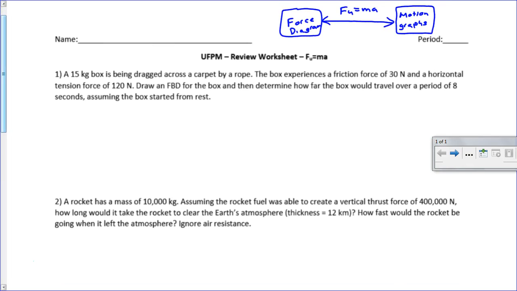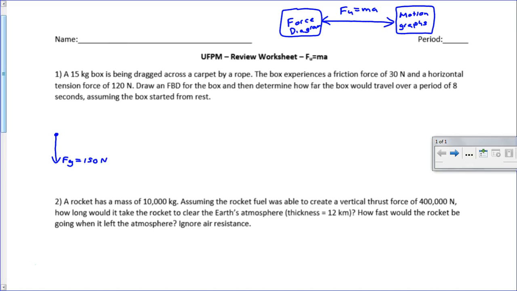So in this first one here, it says a 15-kilogram box is being dragged across a carpet by a rope. The box experiences a frictional force of 30 newtons and a horizontal tension force of 120 newtons. Draw an FBD for the box and then determine how far the box would travel over a period of 8 seconds, assuming the box started from rest. In this one, it seems like it's given us a lot of information about the forces. It told us it was a 15-kilogram box. By telling us the mass, it tells us the gravitational force. So we know that we've got an Fg downward of 150 newtons.